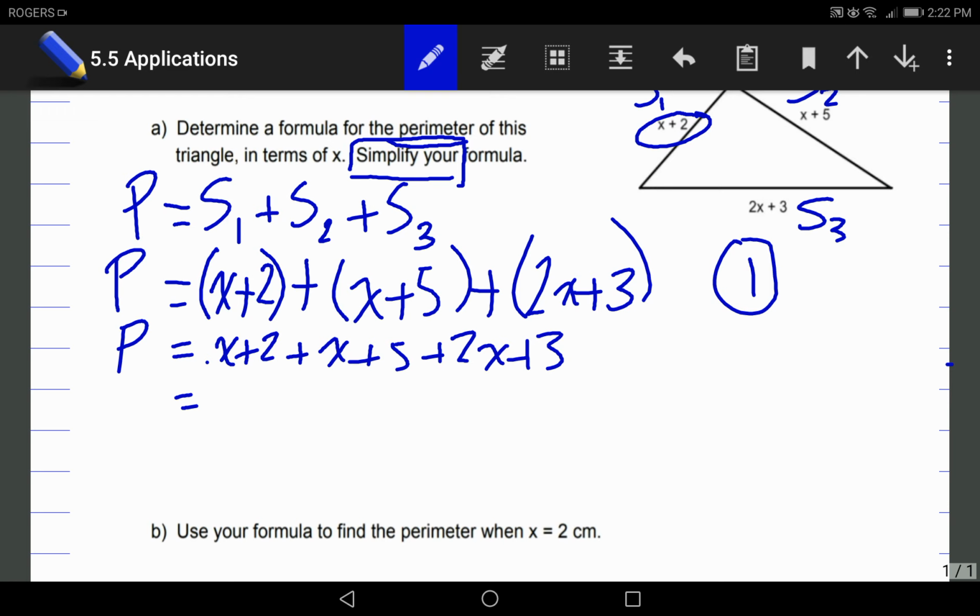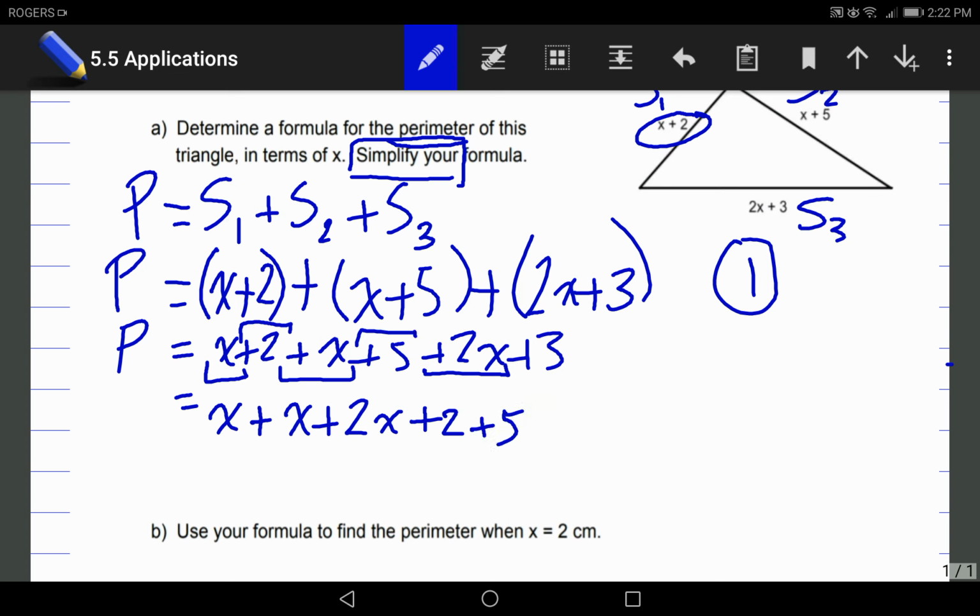I can collect x plus 2x. Then I can collect positive 2 with plus 5 and then plus 3. And our last step to simplify this would be to collect the like terms. We've grouped them together here.